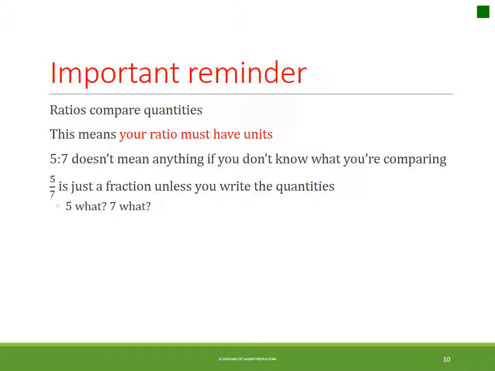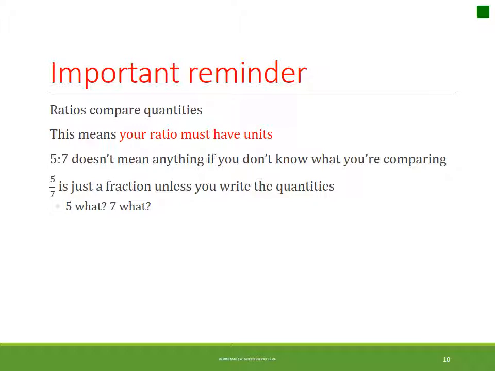When you are dealing with ratios, it is extremely important to remember that ratios compare quantities. This means that your ratio must have units. If you just write 5:7, that doesn't mean anything if you don't know what you're comparing.